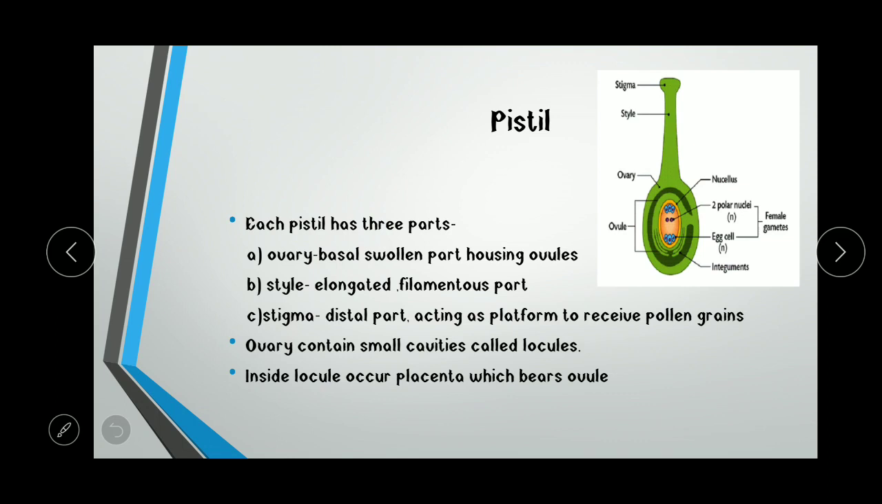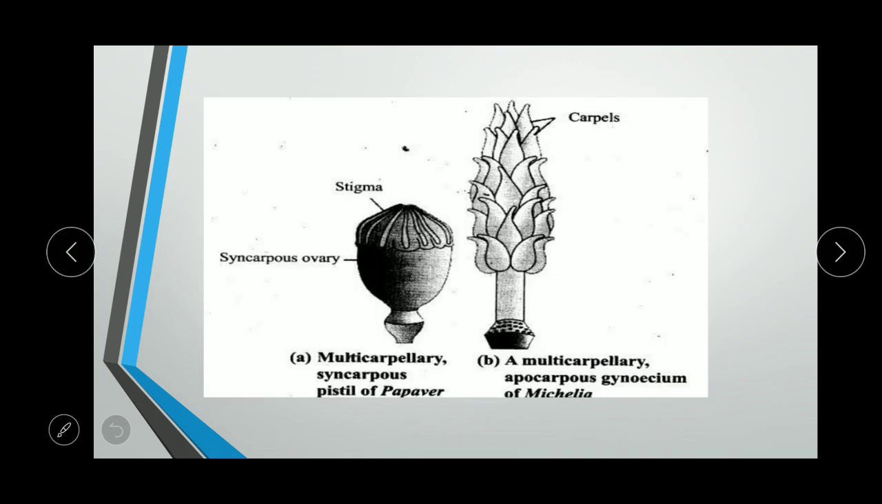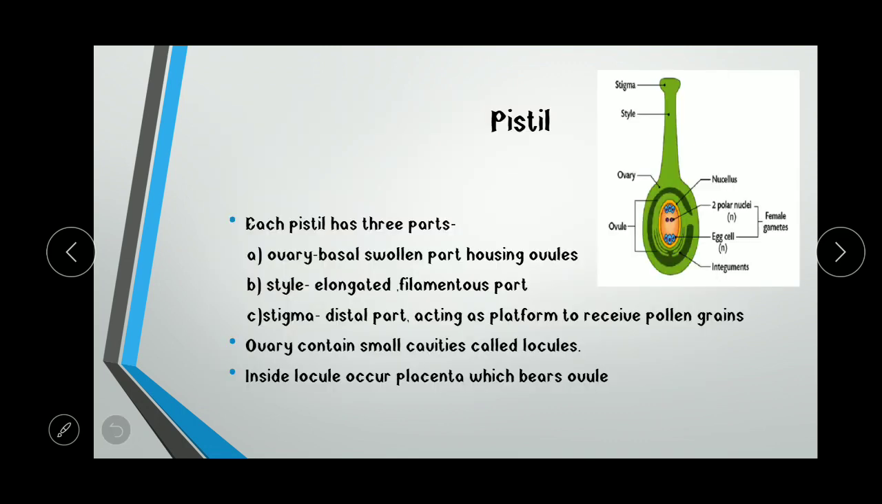Now the pistil. The pistil is the unit of gynoecium. Carpel and pistil: in one pistil, more than one carpel may be present. Here you can see in one pistil more than one carpel is present. Then the pistil has three parts: stigma, style, and ovary. Ovary is the basal swollen part and it houses ovules. Inside it, ovules are present that will lead to formation of seed.